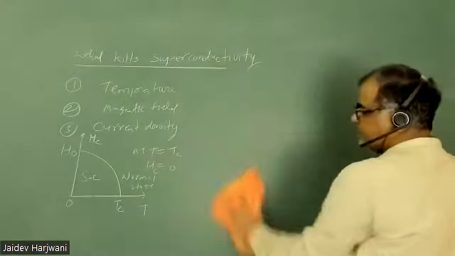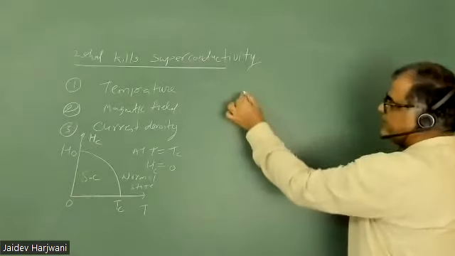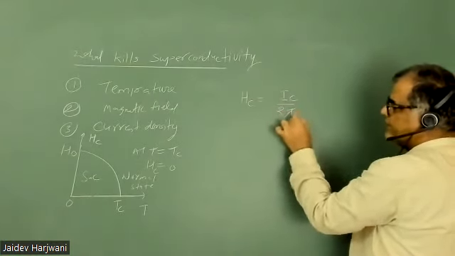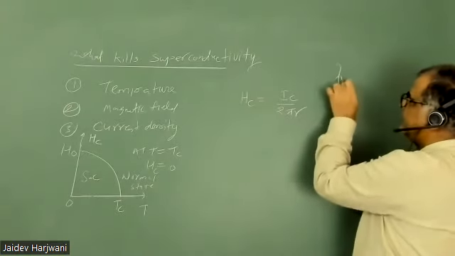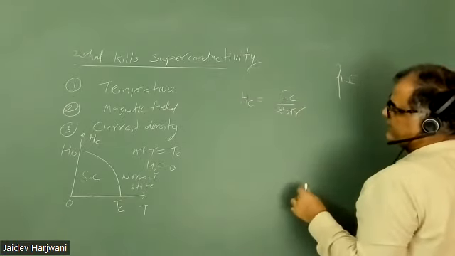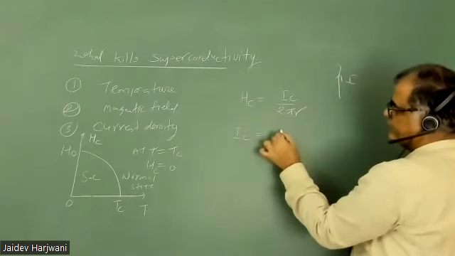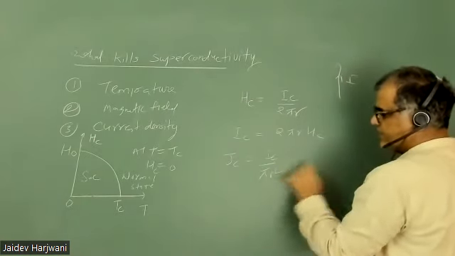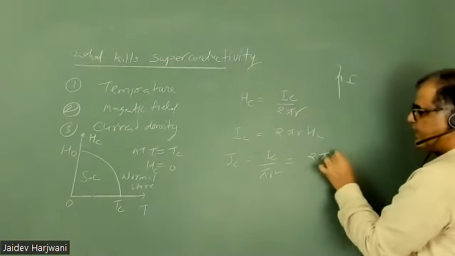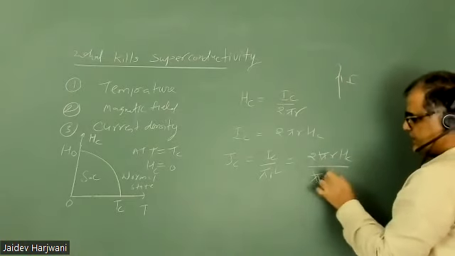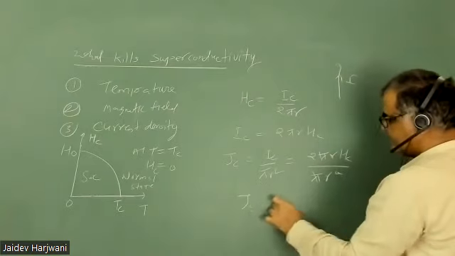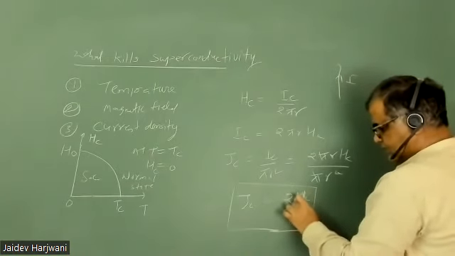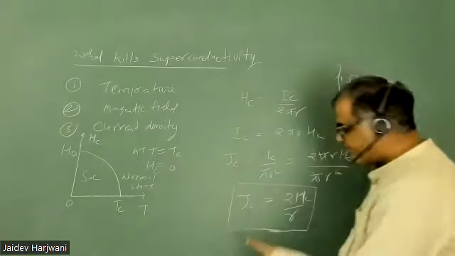Now, what is JC? HC can also be written in terms of current. How do we write it? HC is IC upon 2 pi R. If in a superconducting wire a current is flowing, it will produce a magnetic field. So IC will be 2 pi R HC. And what will JC be? JC will be IC upon pi r squared, the area of the sample. So I can write the relation as 2 pi R HC upon pi r squared. So it cancels, and your JC is basically 2 HC upon r. So this much current is required.